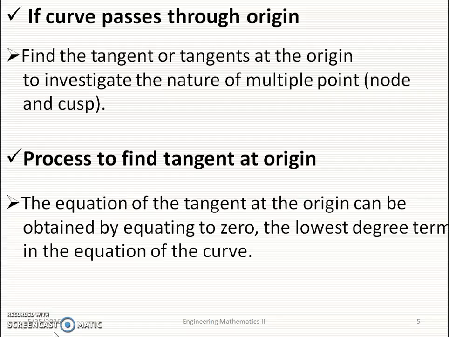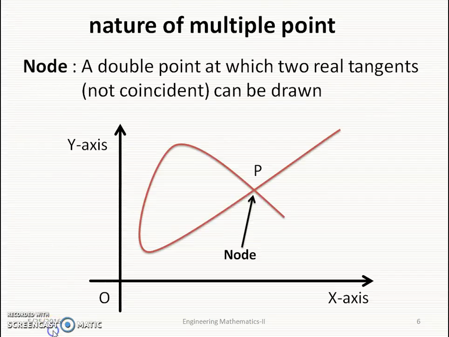Now if the curve passes through origin, then find the tangent or tangents at the origin to investigate the nature of the multiple point, whether that multiple point is node or cusp. We will discuss node and cusp later on. So the process to find tangent at origin: the equation of the tangent at the origin can be obtained by equating to 0 the lowest degree term in the equation of the curve. So let us see here.